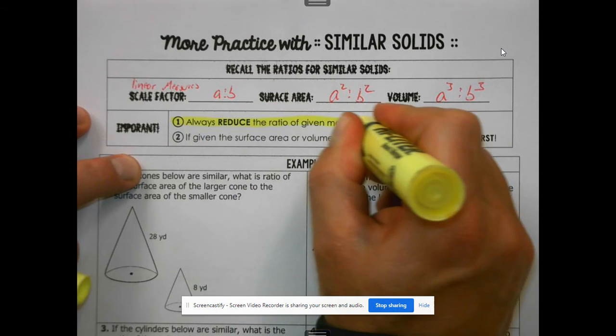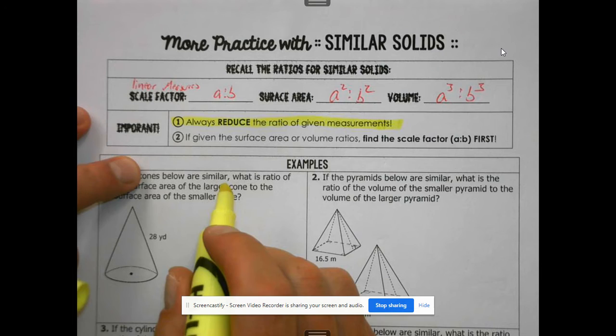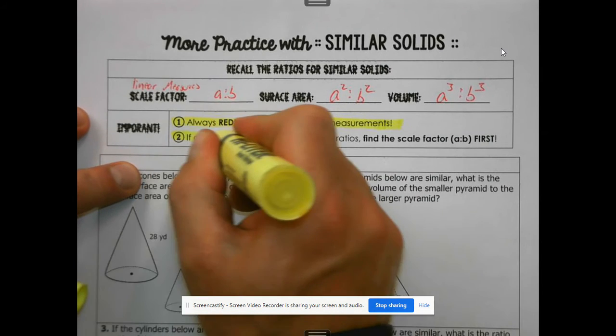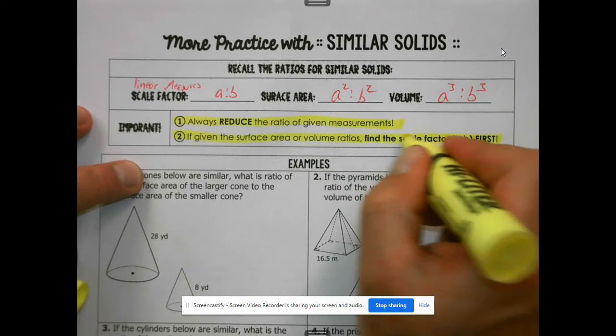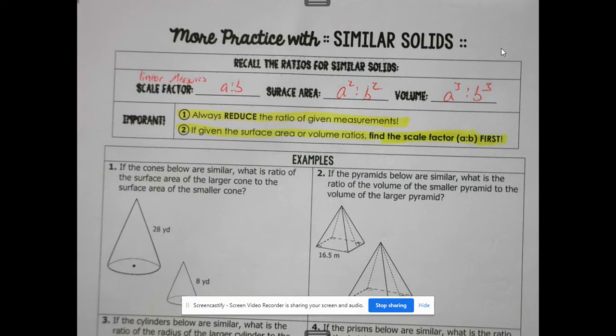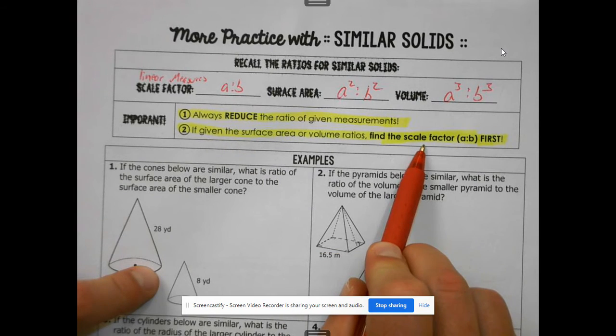All right, important. This is why I had to go back on the one on the previous page. I didn't reduce first. Always reduce the ratio of the given measurement. I forgot to do that. Then find the scale factor first. Reduce, find scale factor first.